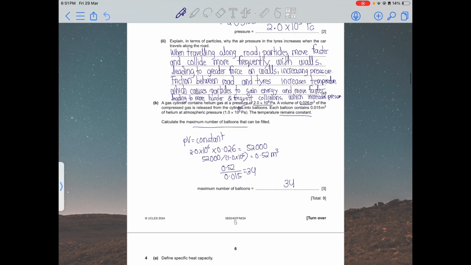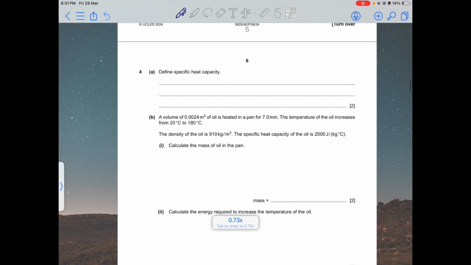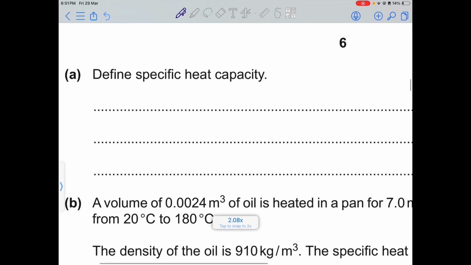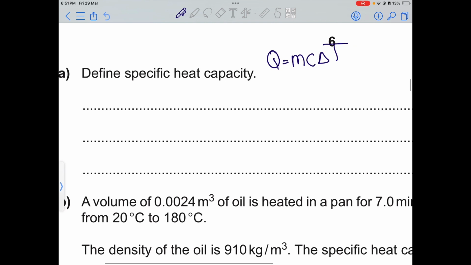Alright, so I hope this question is clear. Then it says define specific heat capacity. Just remember the formula, which is Q equals mc delta T. So hence it refers, no, remember I start with it.